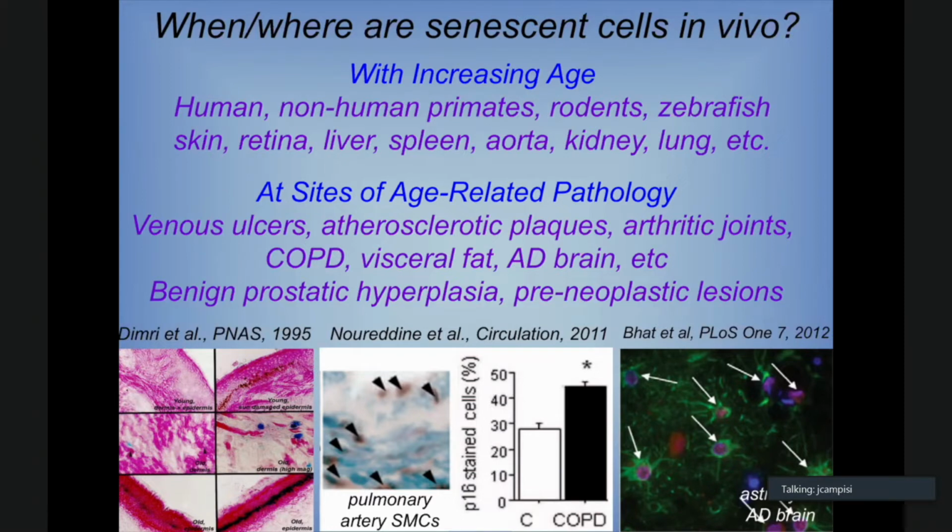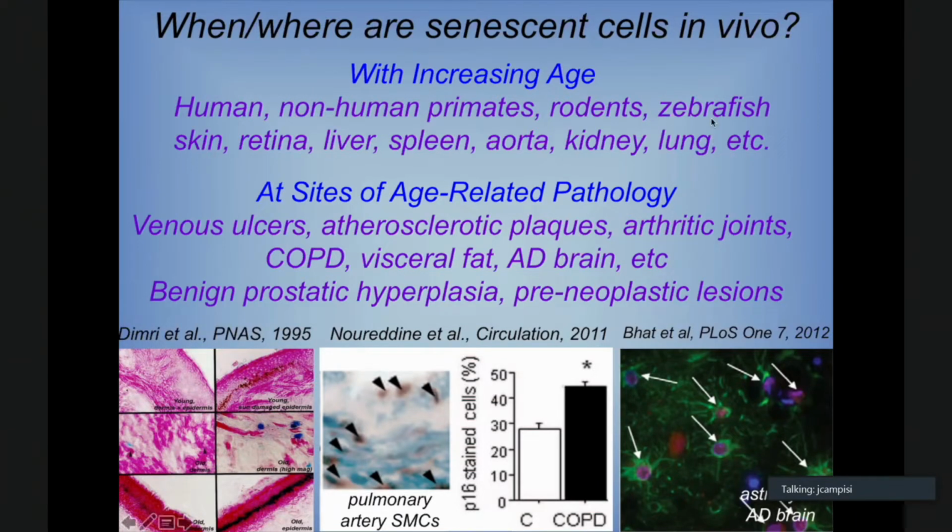I think the highest level has been maybe around 10%, validated by multiple markers. In addition to increasing with age, they are also present at sites of multiple age-related pathologies. For example, in atherosclerotic plaques, there are often senescent endothelial cells. In osteoarthritic joints, so not rheumatoid arthritis, which is not age-related, but in osteoarthritic joints, you can find senescent chondrocytes.